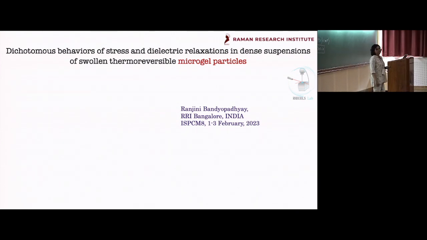So what are these microgel particles? These are basically particles that are constituted by chemically cross-linked polymer networks. They are of colloidal size, and they can actually change their shape as well as their size in response to certain cues. In this case, it's a change in temperature.